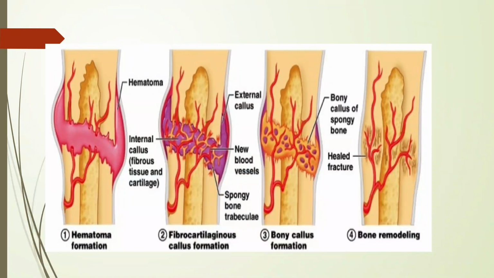This is a pictorial representation of fracture healing. First of all, hematoma formation. Then the second one is fibrocartilaginous callus formation, then bony callus formation, then finally bone can be remodeled.